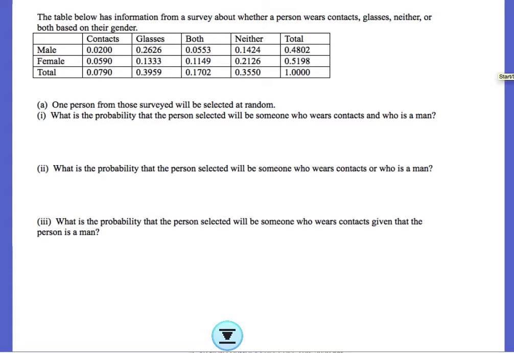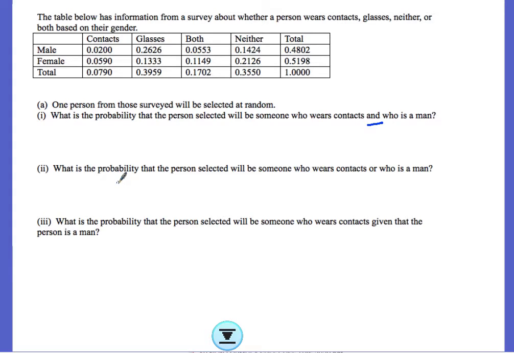All right, so let's do an actual problem here. The table below has information about a survey about whether a person wears contacts, glasses, neither or both, and it's also showing gender. These decimals are all probabilities, and I can tell that because your total is 1. So keep in mind that these are already probabilities. Part A says one person from those surveyed will be selected at random. What's the probability that the person selected would be someone who wears contacts and who is a man?